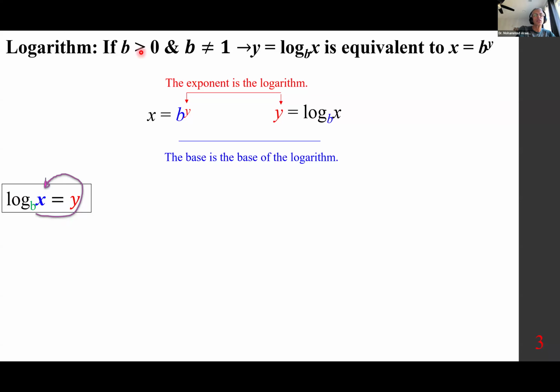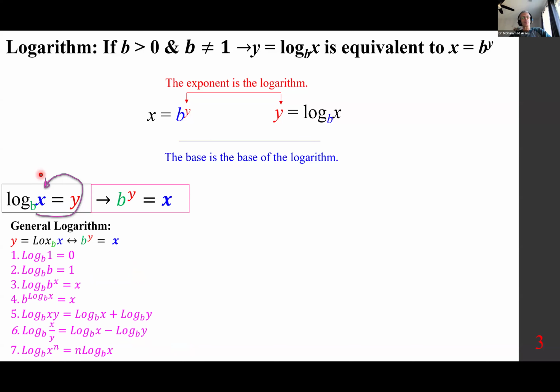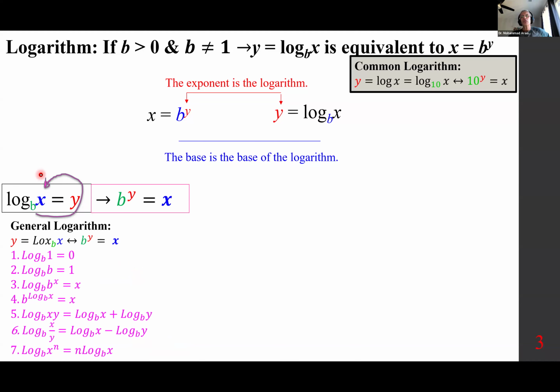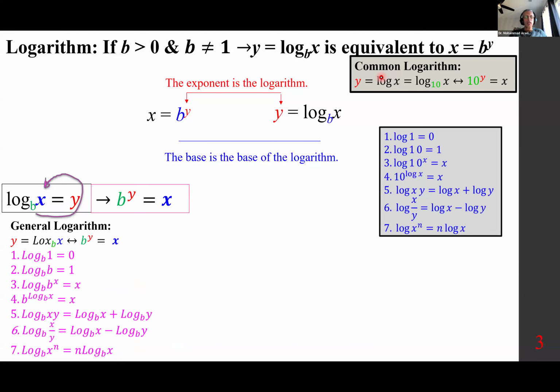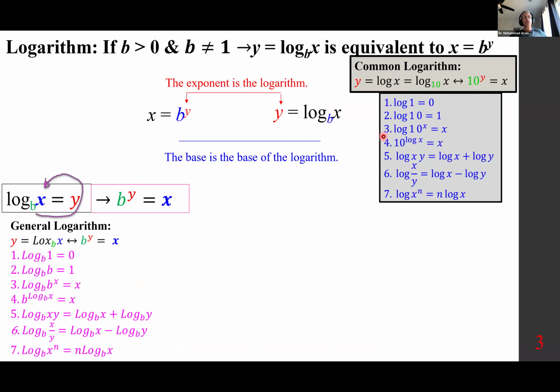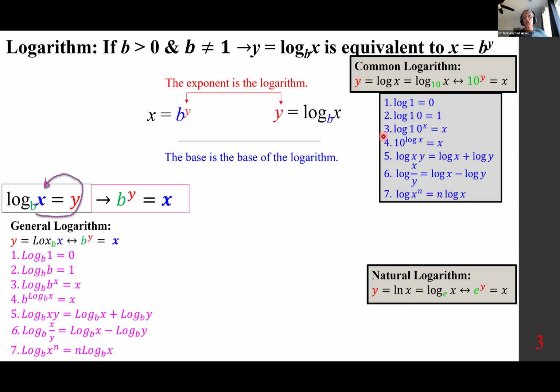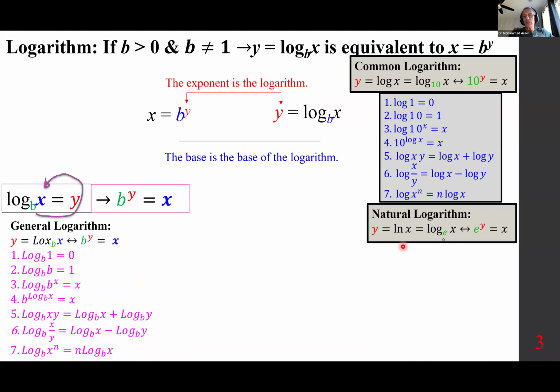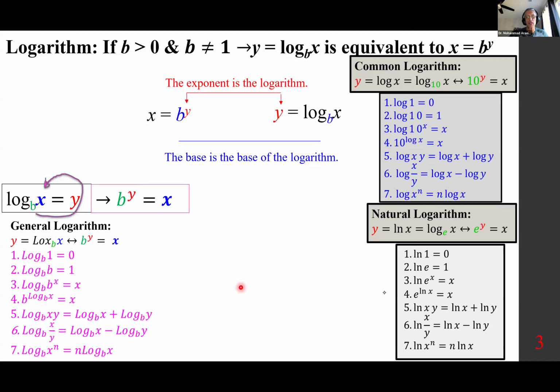When, of course, the base is positive and can't be 1, you go with the arrow b to the power of y equals x, and it gives rise to these definitions. We've seen it several times. If you're dealing with a common log, that means the base is 10, you don't write it, you put log, and we can see the transition from general logs to common logs. And in the case of a natural log, we use ln, that means the base is e, and again, those formulas.